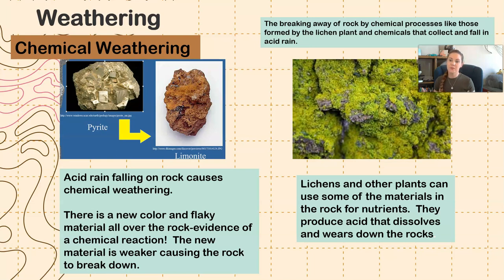So lichens and other plants can use some of the minerals from a rock as nutrients. To use the rock for nutrients, these plants produce an acid that's going to dissolve away or break and weather away the rock. This acid, of course, is an indication that there's a chemical present and that there's chemical weathering or breaking down of that rock, okay?